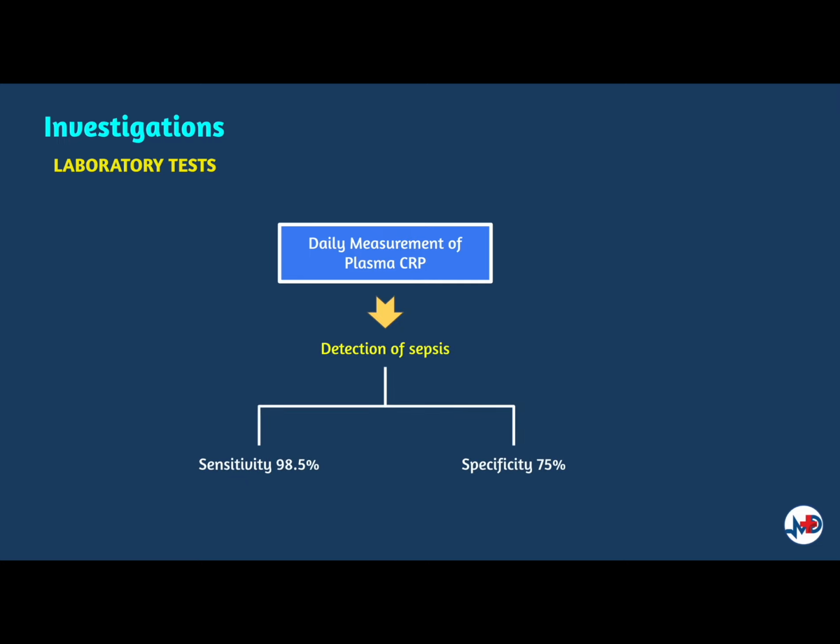So what level of CRP here indicates sepsis? A plasma CRP of 50 milligrams per liter or more is highly suggestive of sepsis.